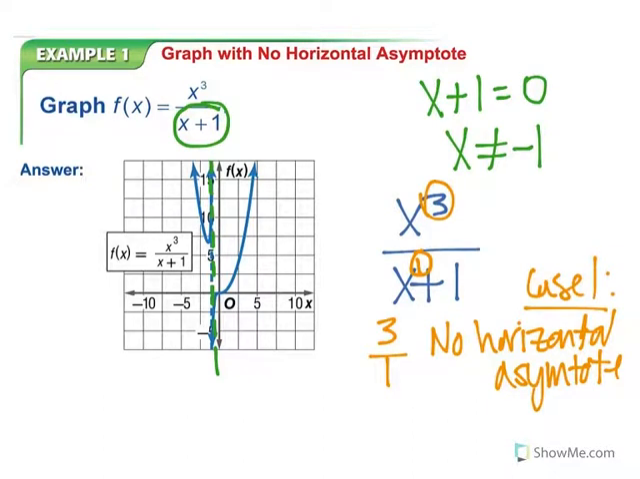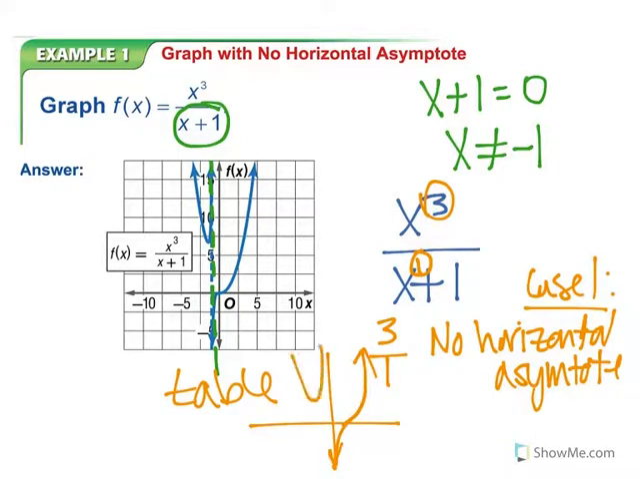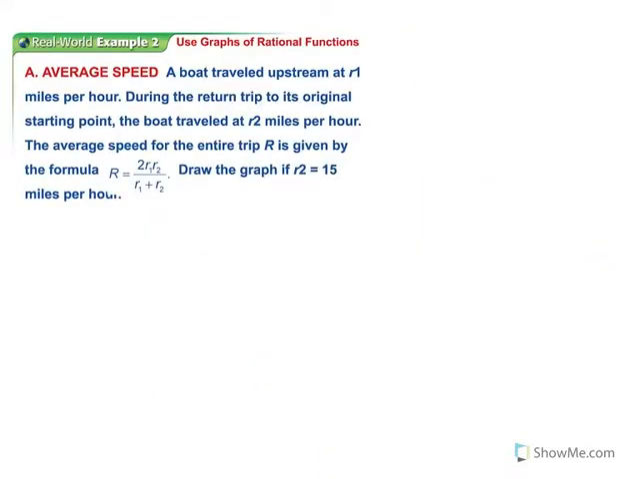Now, you can always find different points to plug in, or you can go look at your table, and it will give you different points, so that way you can actually graph your function, which looks like this with your vertical asymptote. Alright, example number 2, average speed.